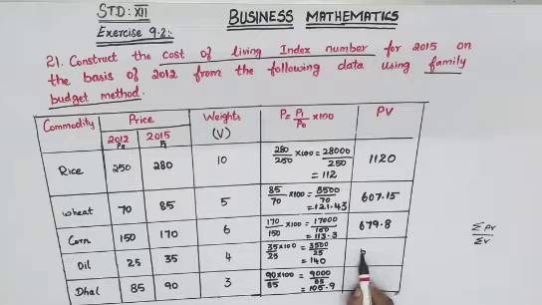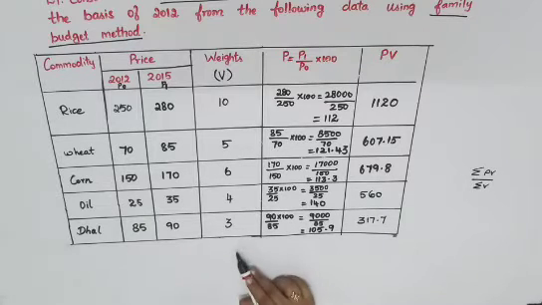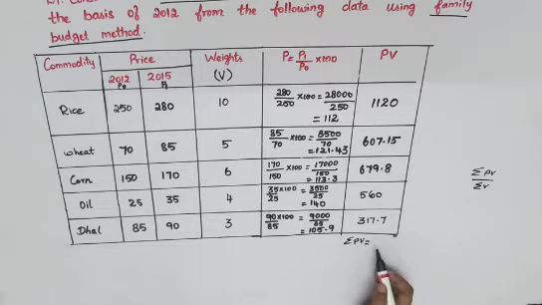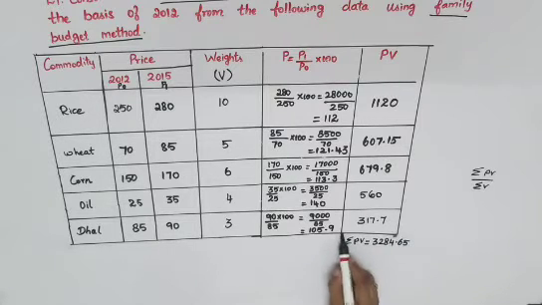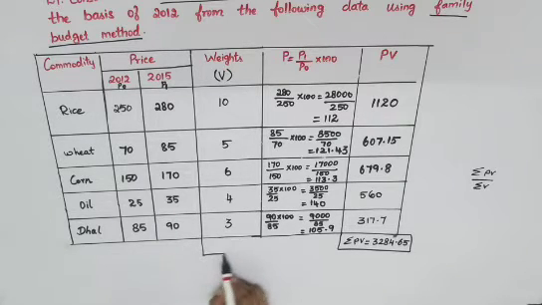You will get 560. Next is 105.9 into 3. You will get 317.7. Now we will have to find sigma PV and sigma V. Sigma PV is equal to, adding all these, you will get your answer 3284.65. So next is sigma V. We will have to find it. Sigma V, if you add it, you will get your answer 28.